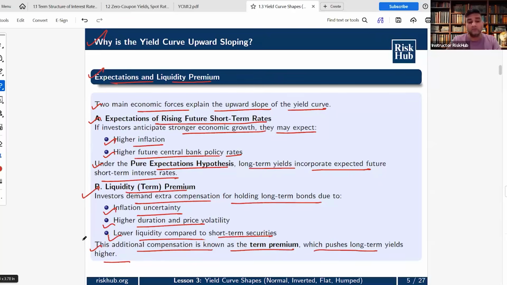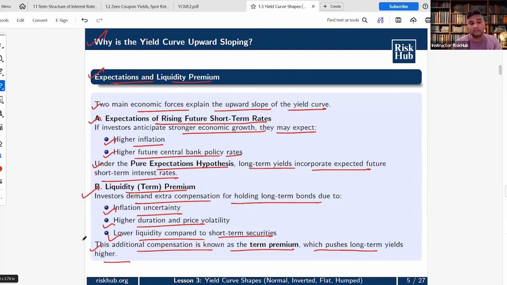Right. So again, the two forces from slide number two, restated as causes of the upward slope. Part A is the expectation of rising short rates. Part B is the premium. Term premium is defined here as the extra yield on a long bond over the average expected short rate for the same horizon. Duration is the sensitivity of bond price to a change in yield, measured in years.